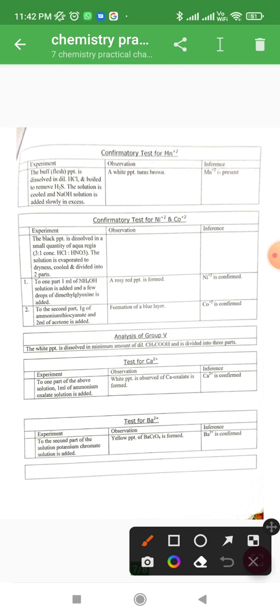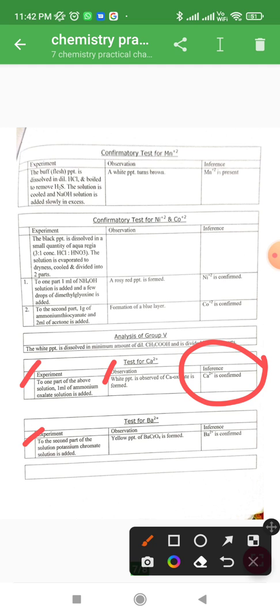Then you write the white precipitate is dissolved in minimum amount of dilute acetic acid and is divided into 3 parts. Why 3 parts? Because in group 5 3 radicals are possible. So to the first part what we do? This is the test for calcium. To one part of the above solution, 1 ml of ammonium oxalate solution is added. Since calcium is present here, you have to write white precipitate is observed. Actually, the sentence should be better to be reframed. You can write white precipitate of calcium oxalate is formed. So calcium is confirmed.